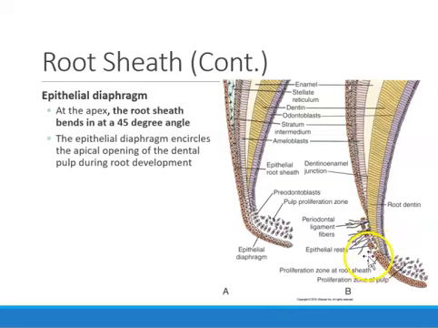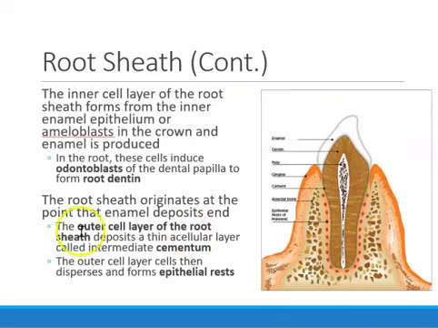It has to detach. If the outer epithelium does not detach and does not become epithelial rest, and it stays connected, then you can get some problems like enamel pearls, or there are other problems too, which we'll look at later on. But the outer enamel epithelium, that layer needs to detach and it becomes epithelial rest. This layer of the root sheath disperses and forms epithelial rest. And you can kind of see that here. Sometimes some people call it the epithelial rest of Malassez. Okay, so that's another word for it.